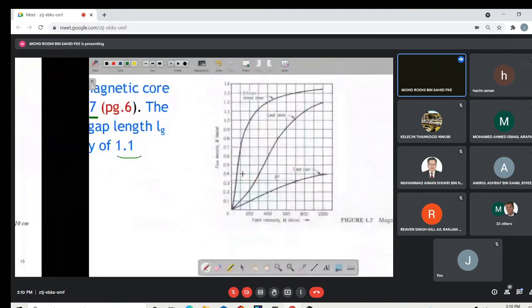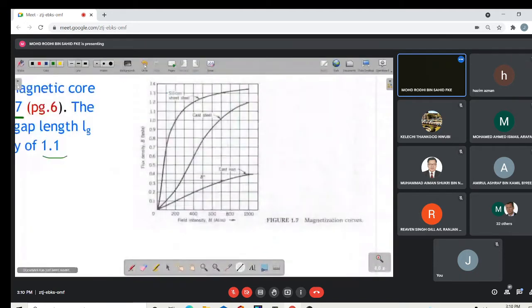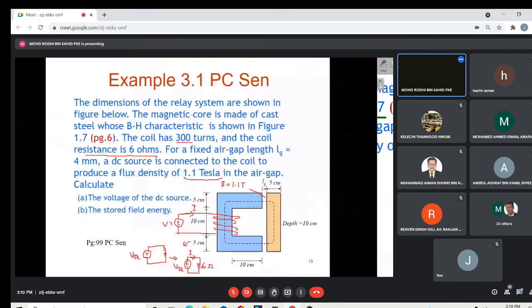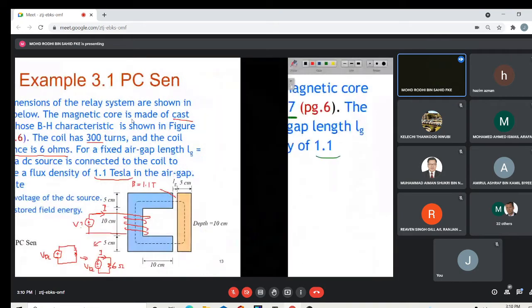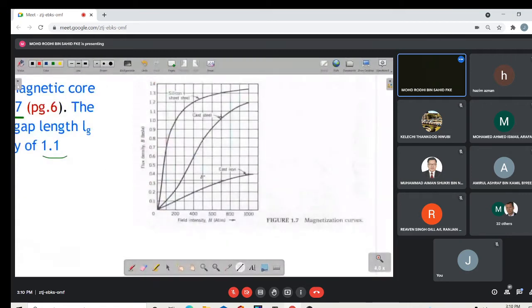So what is the value of the flux density that we want? 1.1 Tesla, it is mentioned here in the question. We want the magnetic flux density at the air gap to be 1.1 Tesla. So we look here, 1.1 Tesla. Where is 1.1 Tesla? Here. And the material is what? Cast steel. The material is cast steel, and cast steel is this magnetization curve, this one in the middle. So 1.1 here. Based on this cast steel curve, we can find the H by extrapolating the graph. So 1.1 Tesla will give you around 800 ampere turn per meter.